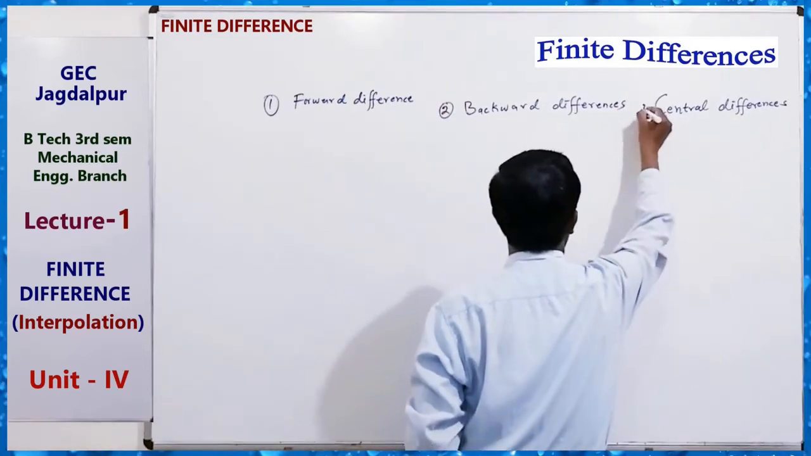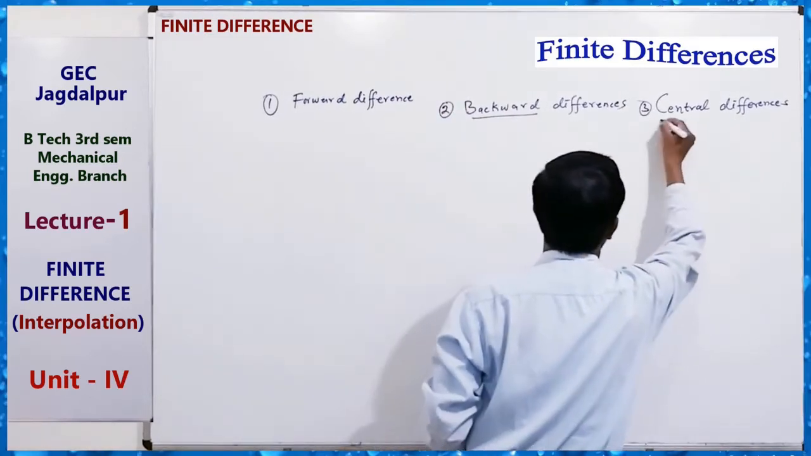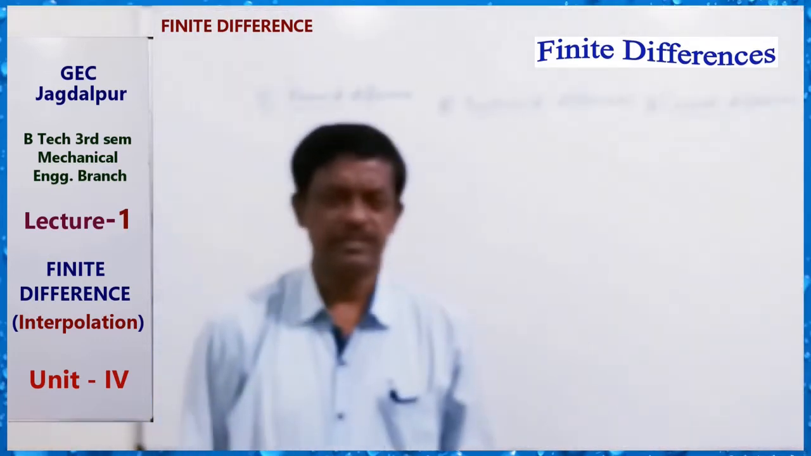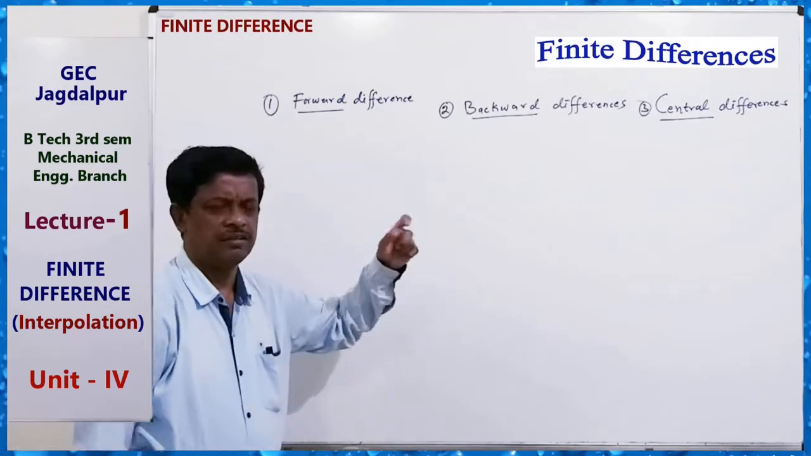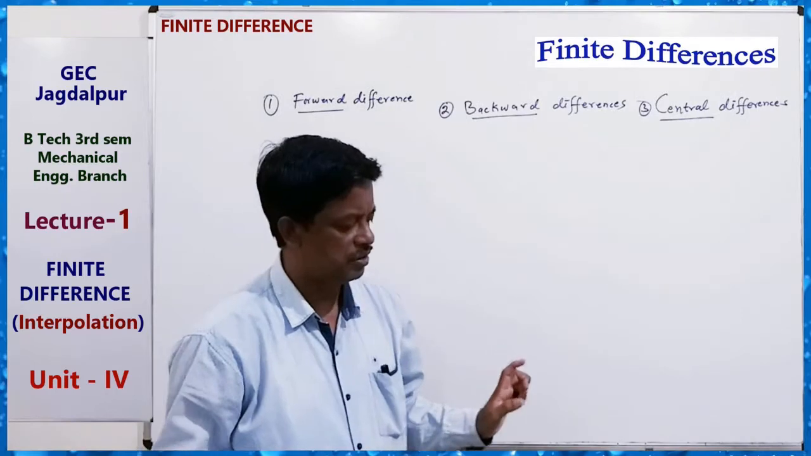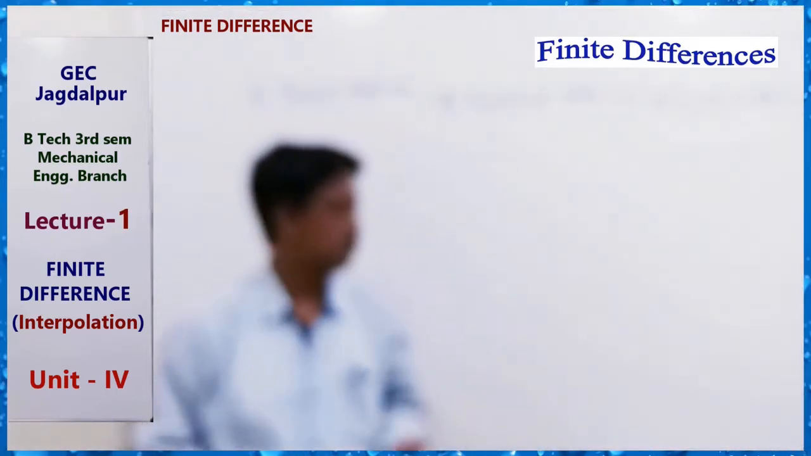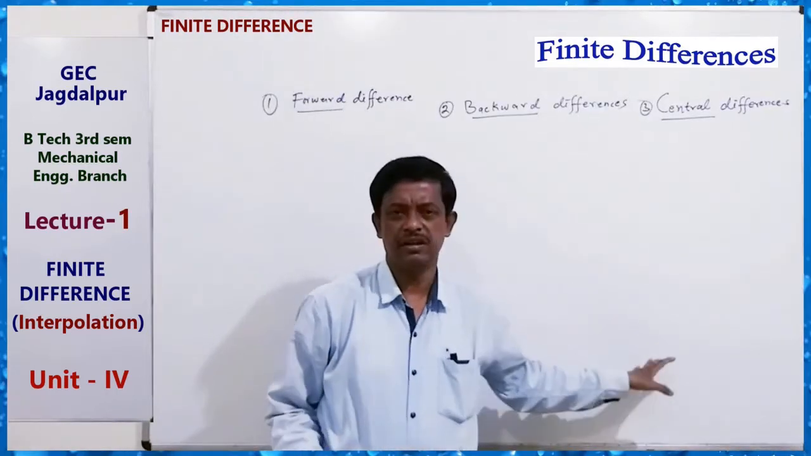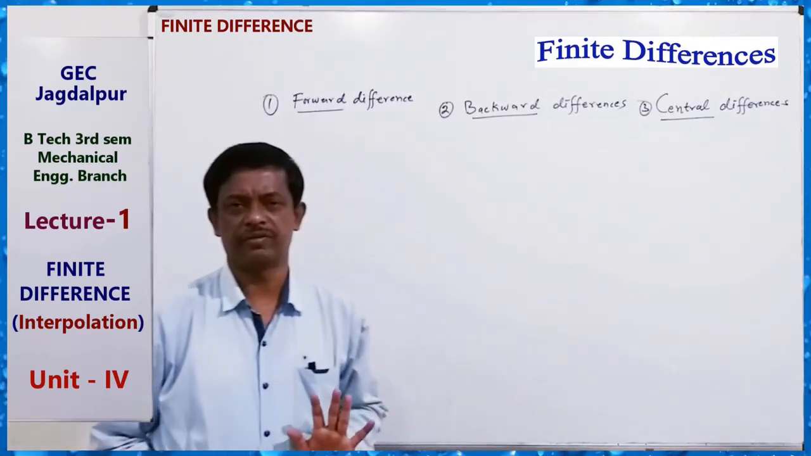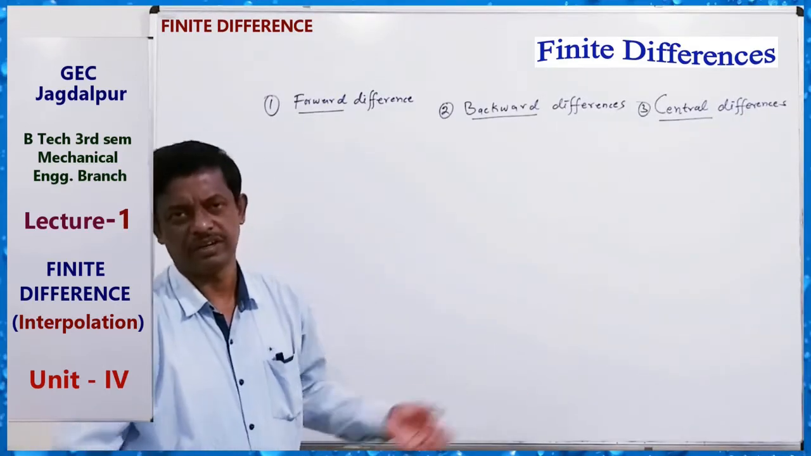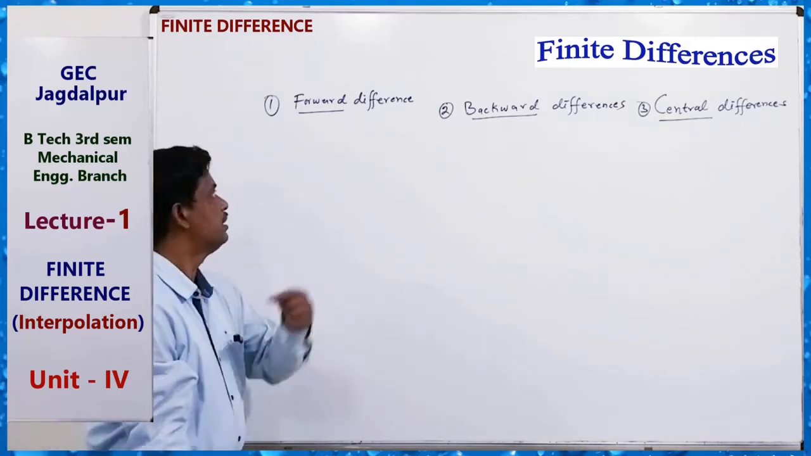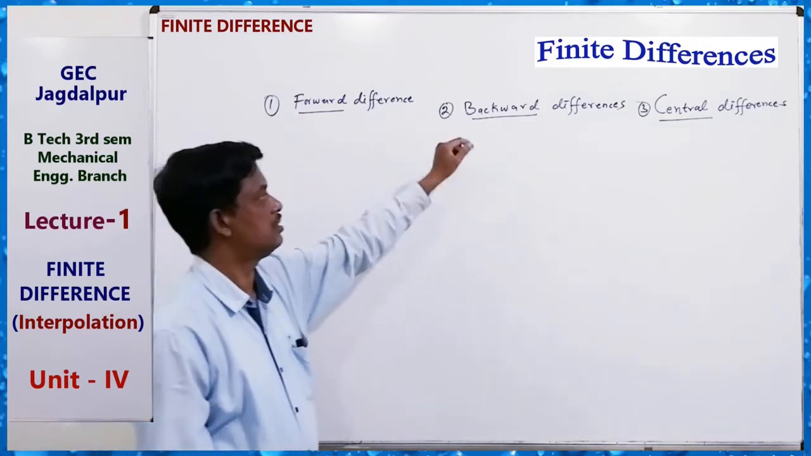Second and third. Backward, central, forward. These three types of differences. Their definitions are very simple, because interpolation is very simple: we just require a formula and prepare the table, and from the table just put the different orders of differences in the formula, then you can get the value. Numerical maths completely. So here: forward difference, backward difference and central difference.